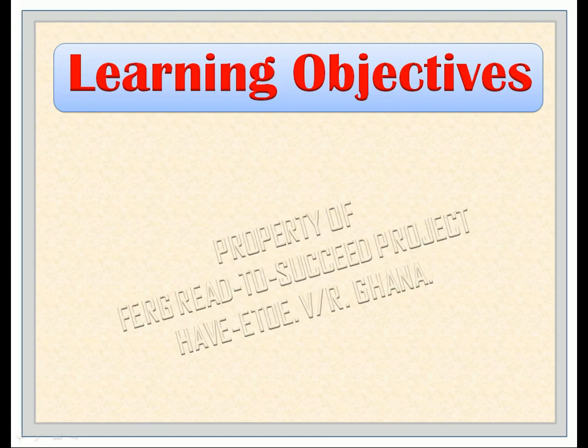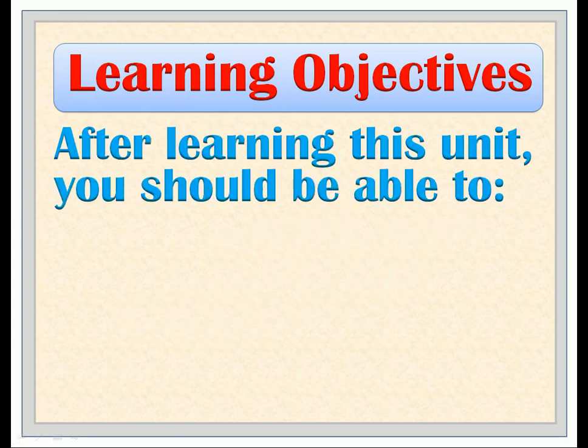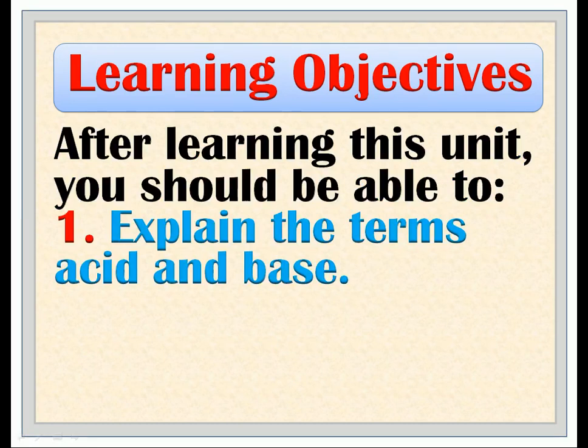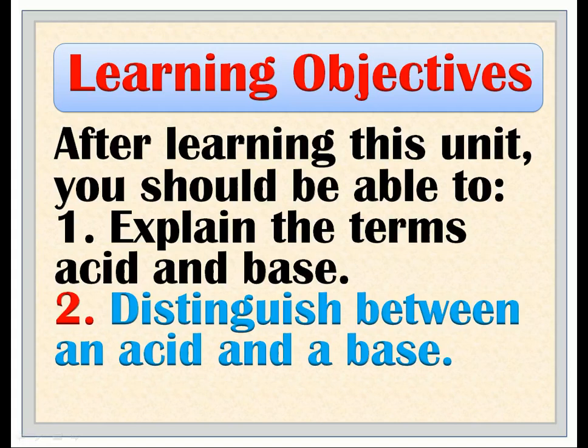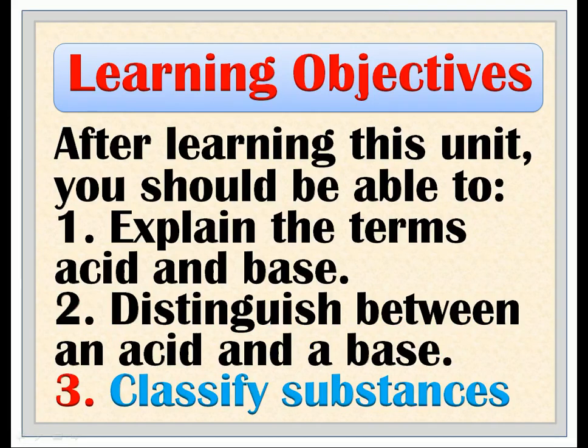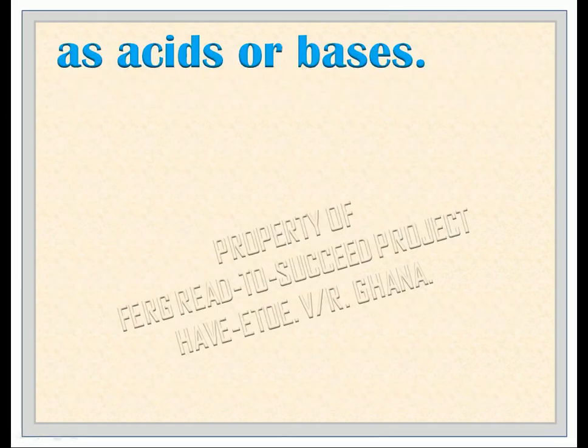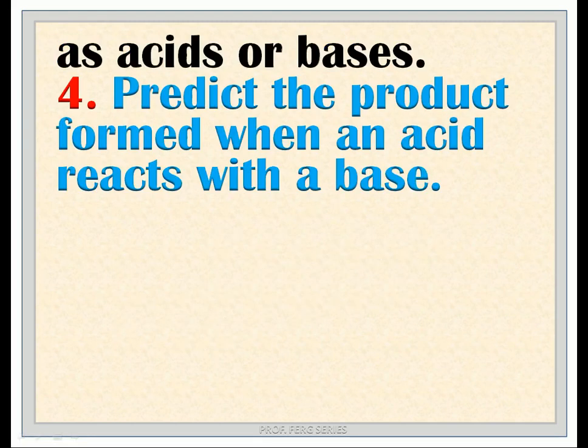Learning objectives. After learning this unit, you should be able to: 1. Explain the terms acid and base. 2. Distinguish between an acid and a base. 3. Classify substances as acids or bases. 4. Predict the product formed when an acid reacts with a base.